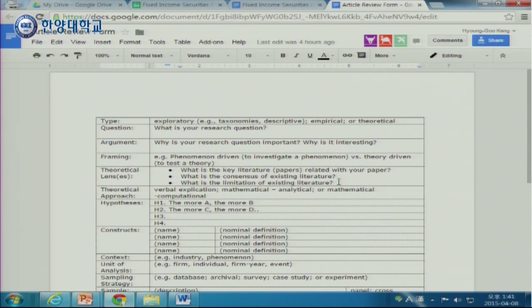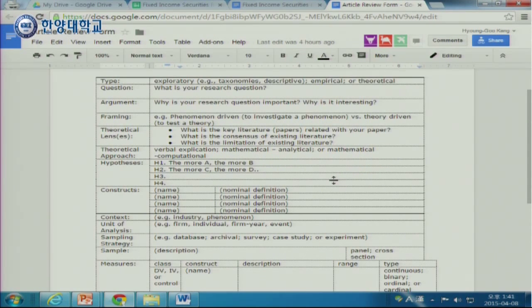And then constructs, okay? In this case, in the hypothesis, we have 4 constructs, A, B, C, D. They are constructs. So you have to explain what you mean by A, B, C, D. The more policemen, the lower the crime rate. Then you have to define what you mean by number of policemen. That's actually obvious, right? But when you say crime rate, you have to be specific.